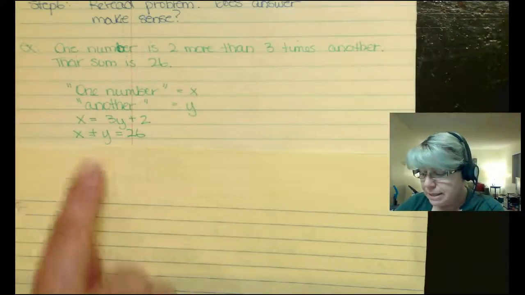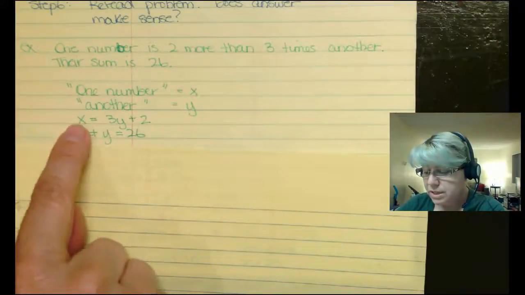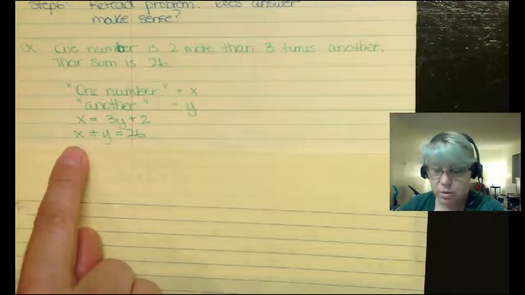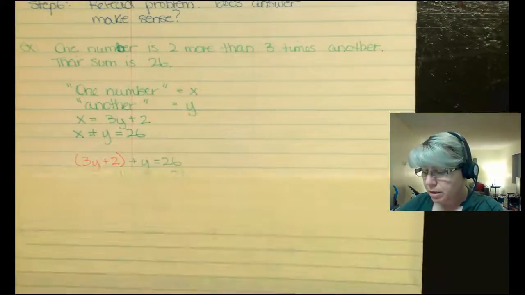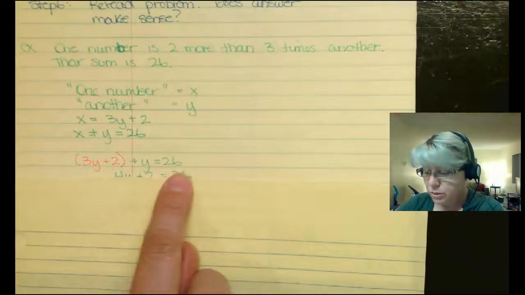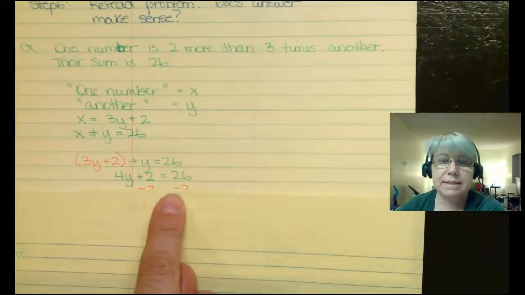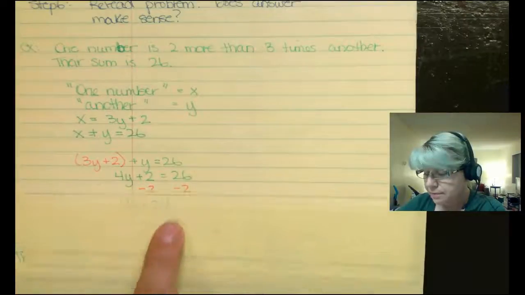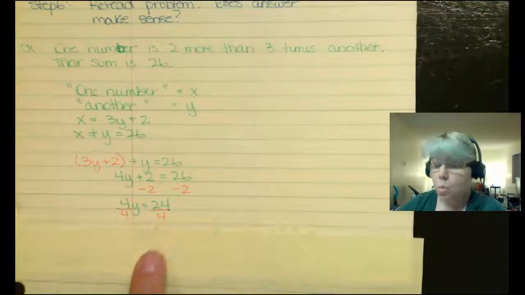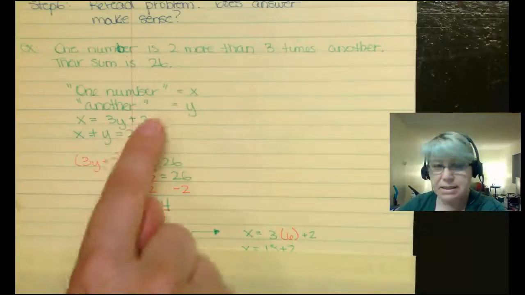Right? Since x equals 3y plus 2, I might as well use this information and substitute the 3y plus 2 into the second equation. All right, 3y plus 2 in lieu of x, plus y equals 26. Add like terms: 4y plus 2 equals 26. Subtract 2 from both sides. 4y equals 24. Divide each side by 4. y equals 6.